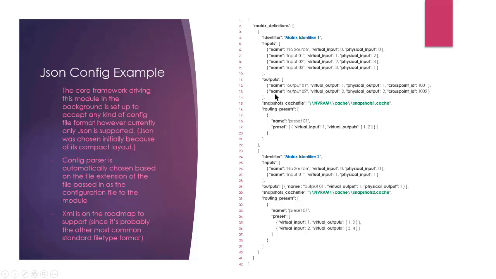Both inputs and outputs have names, virtual to physical mapping, but the outputs also have the cross-point IDs for the control output remapping. So this makes it really easy to manage everything in your system just from a file. You don't have to change any of your code most of the time, and it's very easy to read as well.